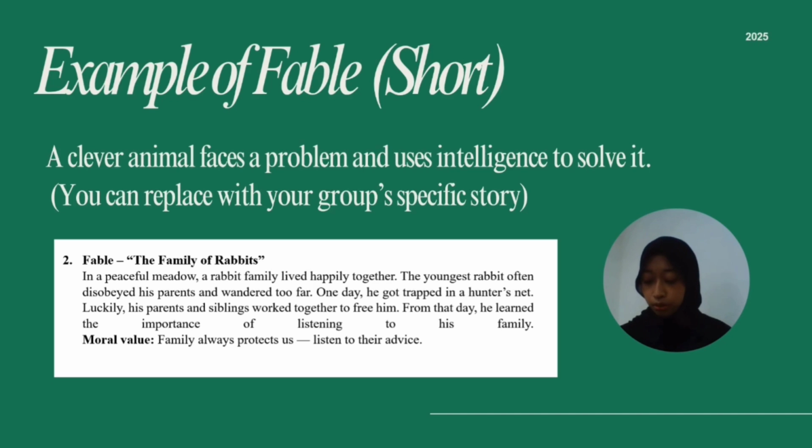In a peaceful meadow, a rabbit family lives happily together. The young rabbit often disobeys his parents and wanders too far. One day he got trapped in a hunter's net. Luckily, his parents and his siblings worked together to free him. From that day, he learned the importance of listening to his family. And the moral value of this story is the family always protects us, and listen to their advice.